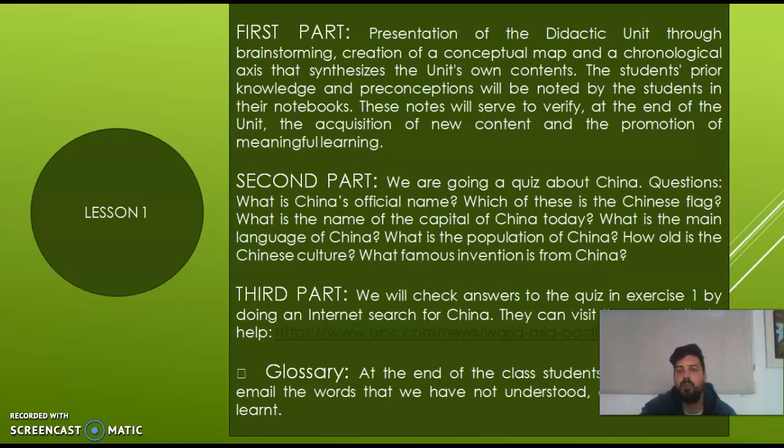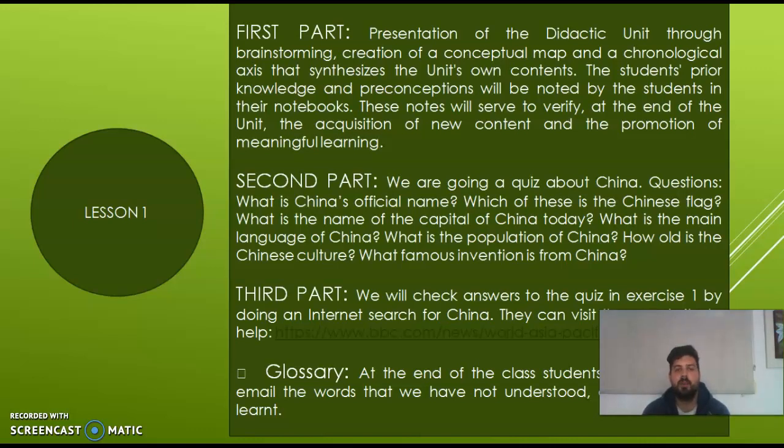It's divided into 3 parts. The first part, presentation of the didactic unit. We will create a conceptual map. For me, the conceptual map is very important. And we will take into account the chronology of the architectural monument. It's important that students take notes, because then we continue with lesson 2.